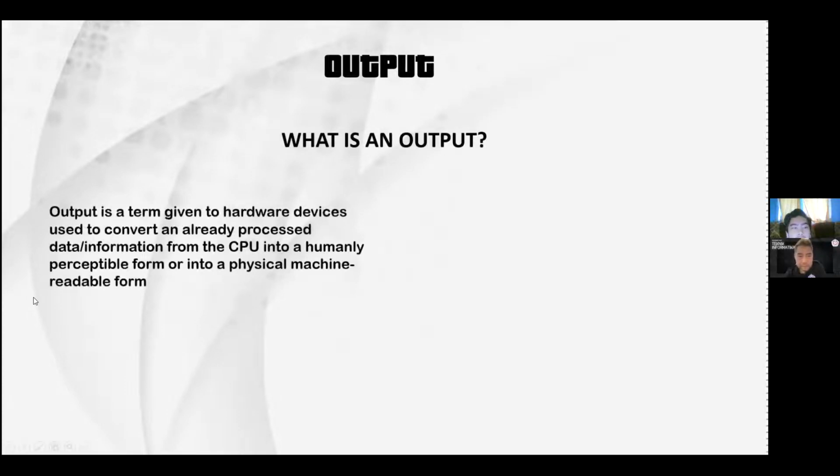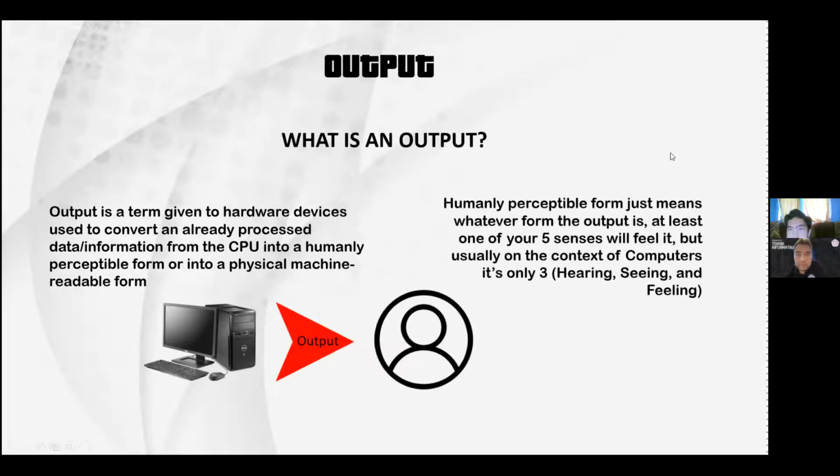Now we take a look at the output. What is an output? Output is a term given to hardware devices used to convert already processed data or information from the CPU into a humanly perceptible form or into a physical machine-readable form. Humanly perceptible form just means whatever comes from the output, at least one of your five senses will feel it. But usually, in the context of computers, it's only three, which are hearing, seeing, and feeling.